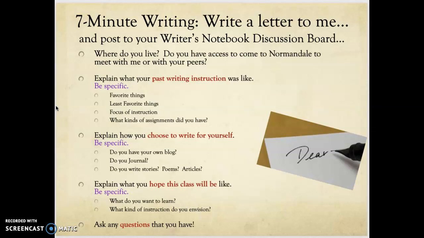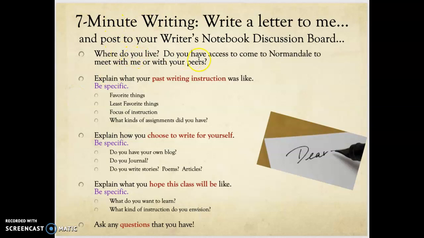This letter is going to be different than your letter of introduction. The purpose of your letter of introduction is for you to get to know your classmates and for your classmates to get to know you on sort of a personal level. This is a letter to me, and the purpose for this is for me to know if you have access to campus.